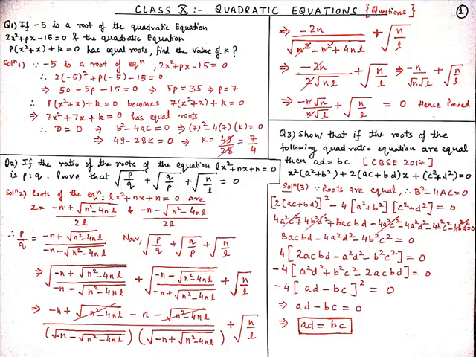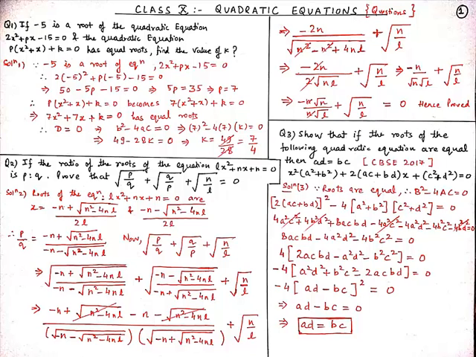Therefore, when we put this value of p in the quadratic equation p into x square plus x plus k equal to 0, our quadratic equation will become 7x square plus 7x plus k equal to 0. And now as per the question, this equation has equal roots. So we know that if roots are equal, then the discriminant is equal to 0.